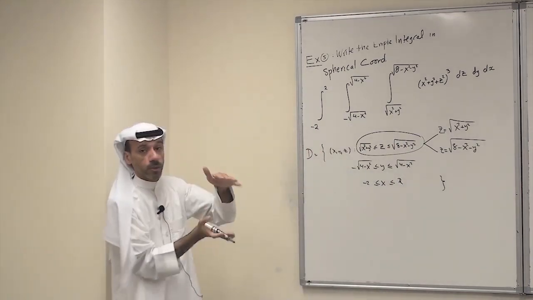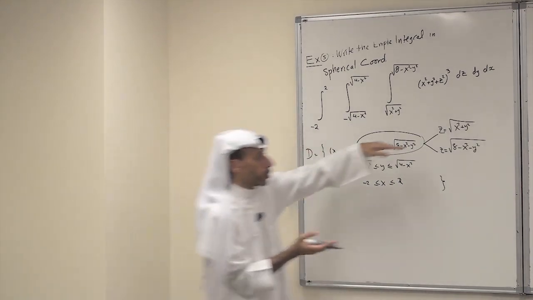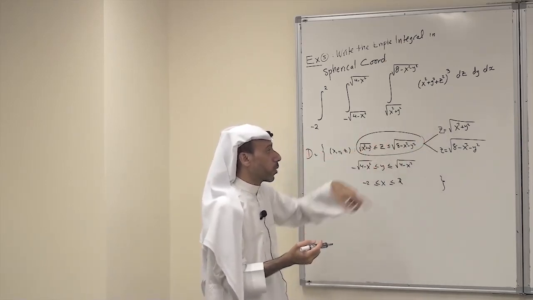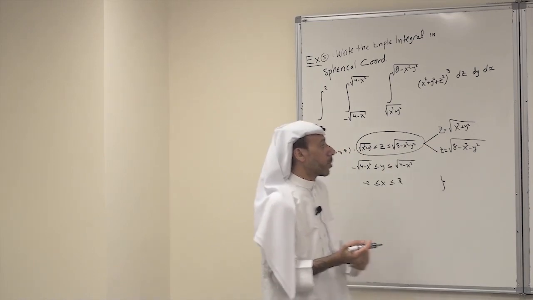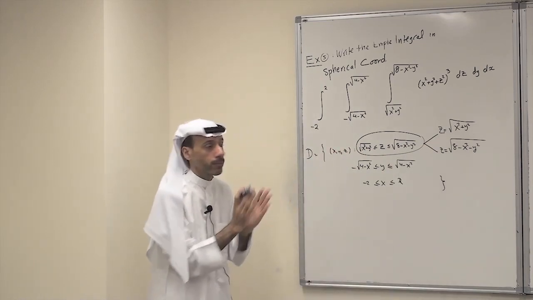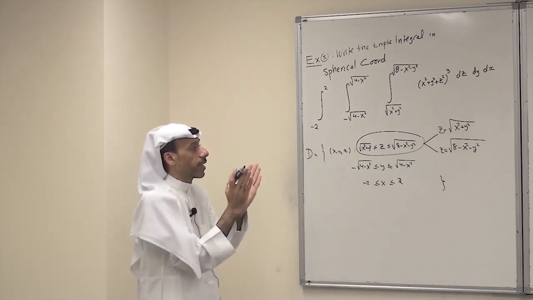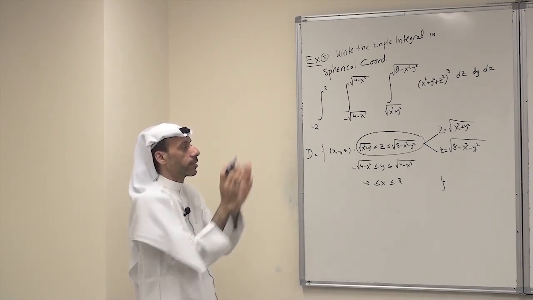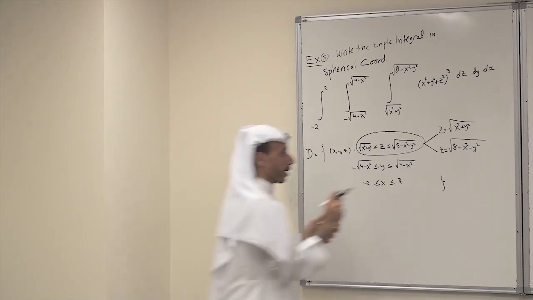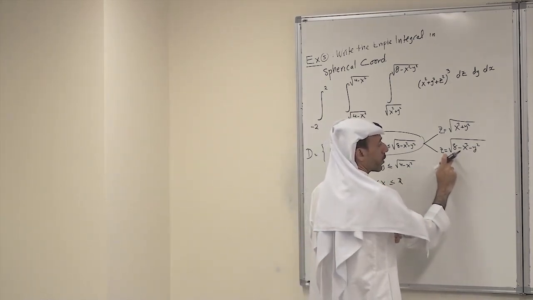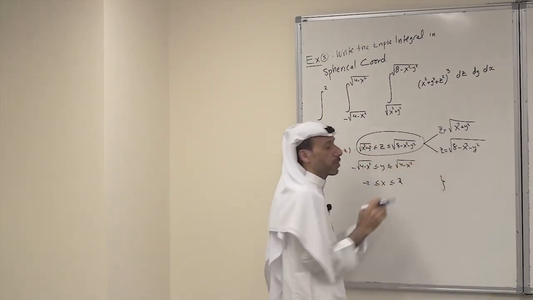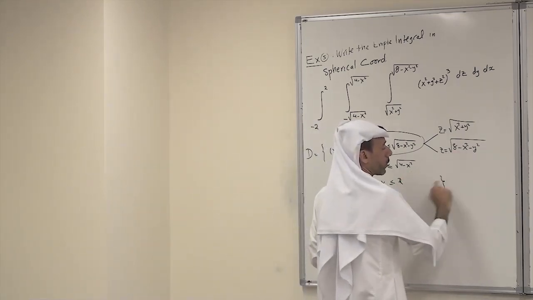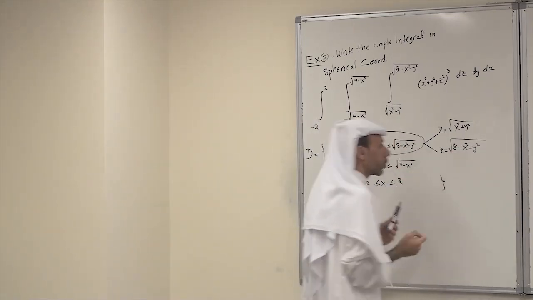So z lies between the two surfaces, or the graph of the two equations here. What is the graph of each one? z equals root x squared plus y squared. This is a cone with vertex the origin and axis the z-axis. And the second one is the upper half of a sphere of center the origin and radius root 8.